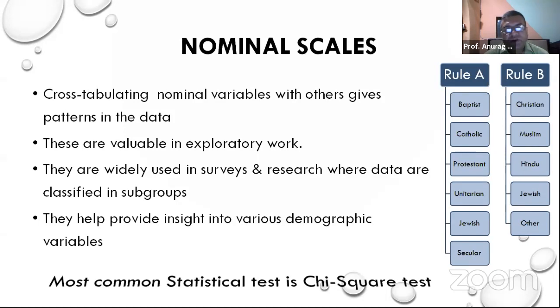So cross-tabulation provides insight into various demographic variables, and the most popular statistical test is called chi-square test. So I've started giving you tests for your analysis, and the first and foremost and very important is chi-square test. It is valid for nominal and ordinal data.